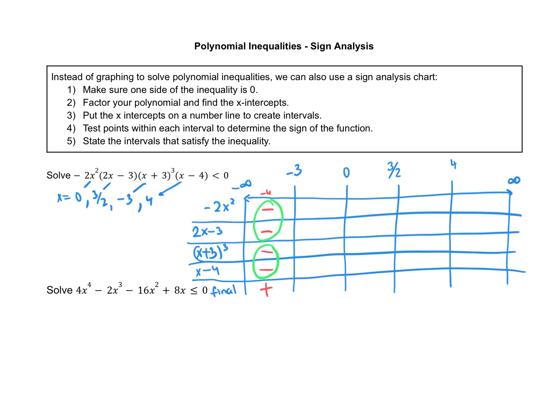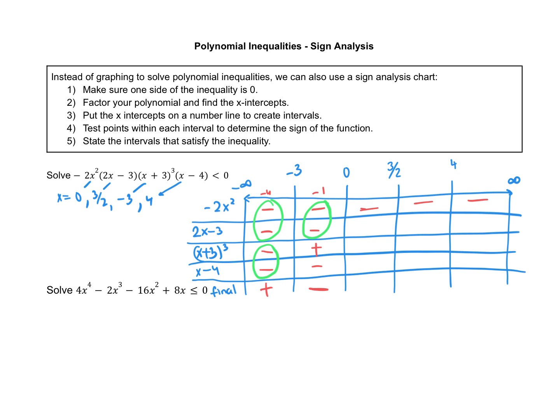Let's try another one. Between -3 and 0, I'm going to pick -1 as my test value. And actually, I'm just going to make this easy. This factor here, regardless of what number you plug in, will always be negative because x squared will always be positive times that -2 coefficient. So I'm just going to save time doing that. Then 2 times -1 minus 3 is -5. -1 plus 3 is 2, cubed is positive. -1 minus 4 is negative. Now I have these turning positive and we still have a leftover negative, so the overall sign of this function will be negative between -3 and 0.